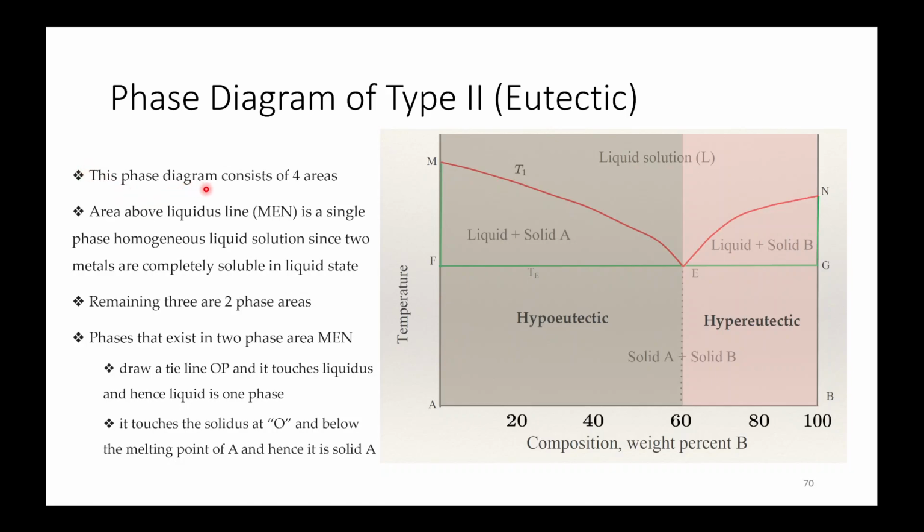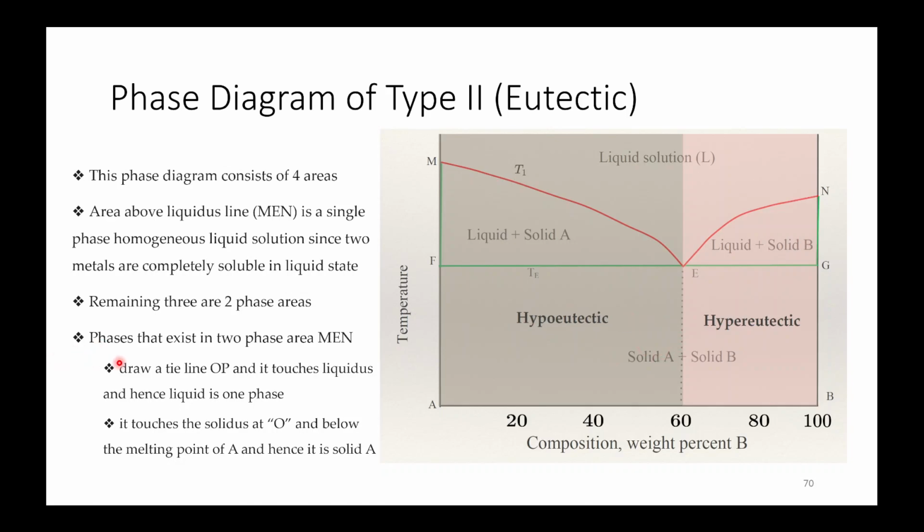Now this phase diagram consists of four areas. Area above the liquidus is the single phase liquid solution, and below this you have solid A plus liquid. Here you have liquid plus solid B. Here you have solid A plus solid B.